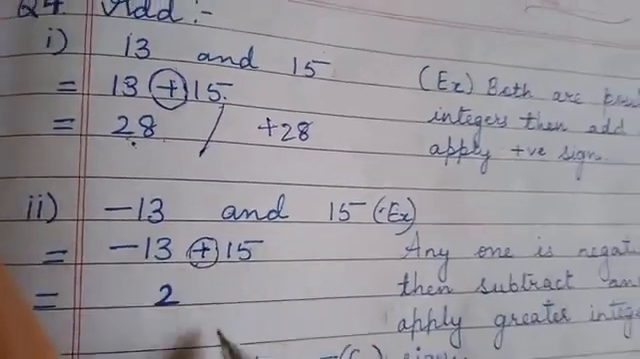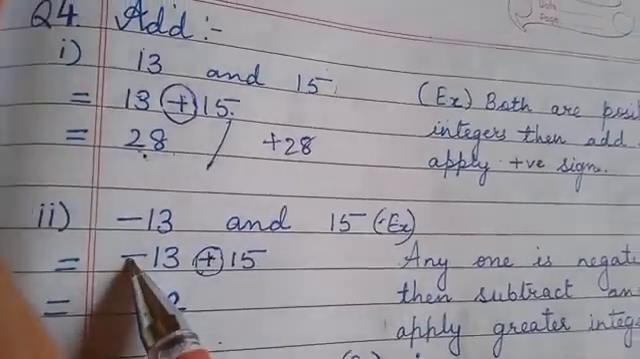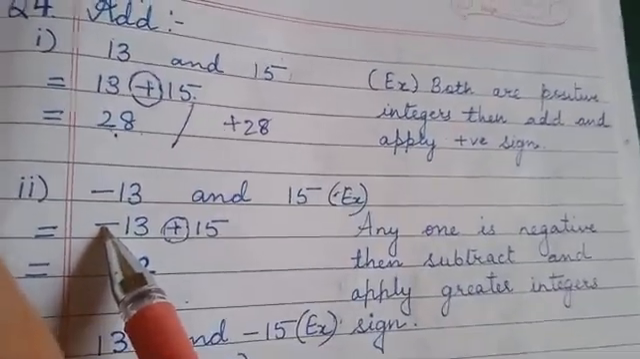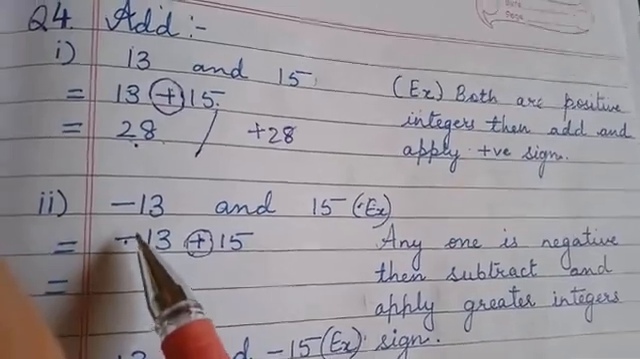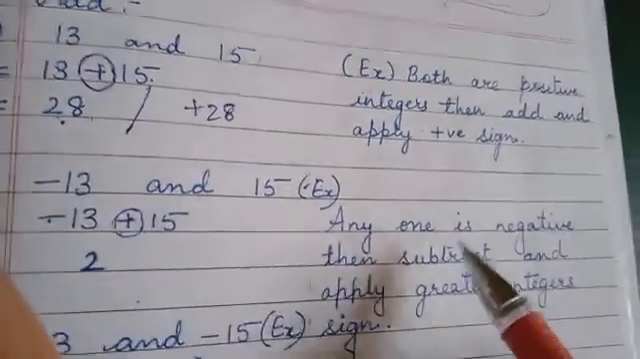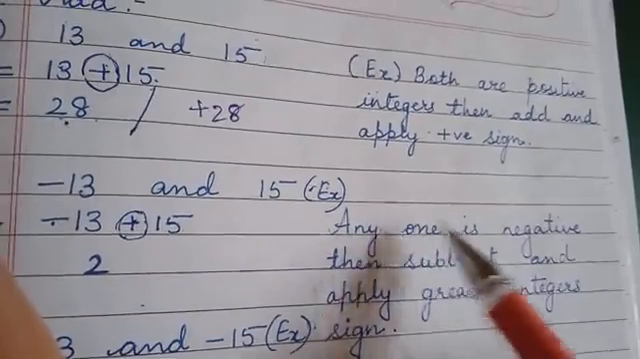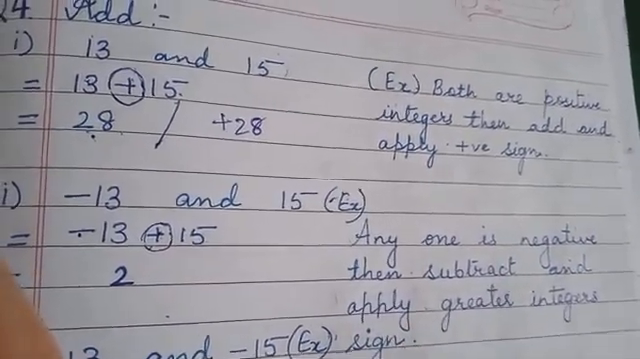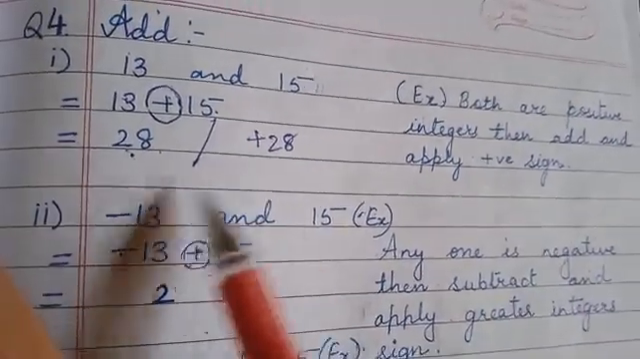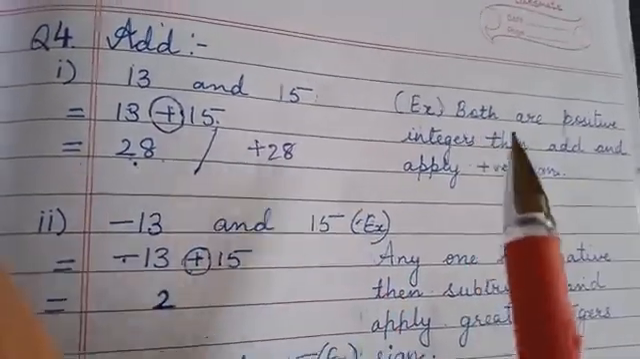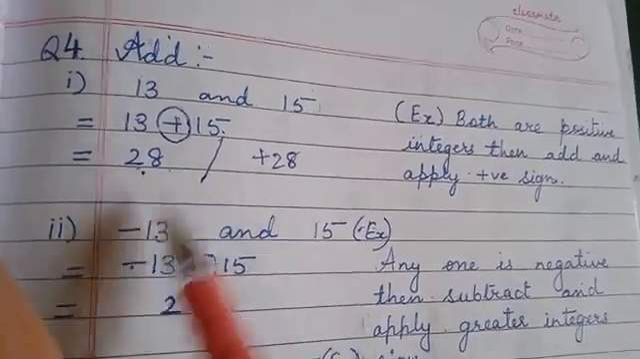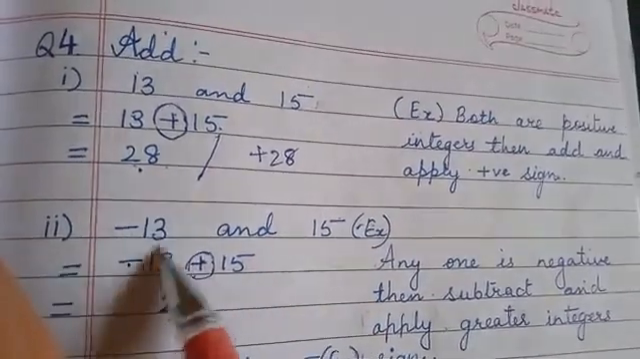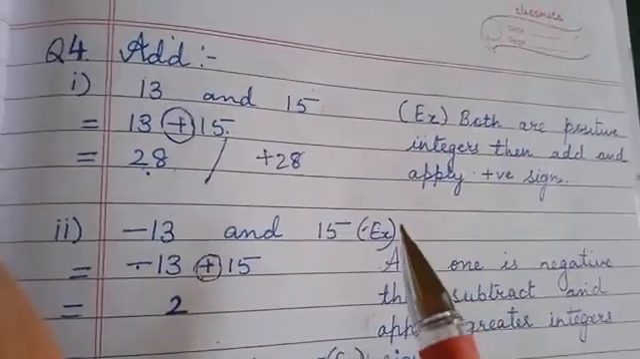Now in this case, what should you do? You will say this is completely new for you. I know a little bit was there in 5th standard, but okay, I take it as new only. So see here, minus. Now see the rule: if any one integer is negative, then subtract and apply the greater integer's sign. Means, if you are adding two integers and any one of them is negative, whether this or this, that doesn't matter, just subtract the two numbers.